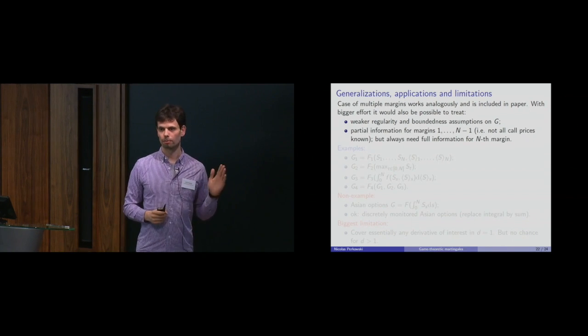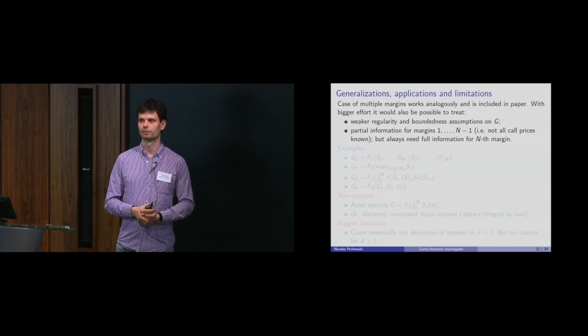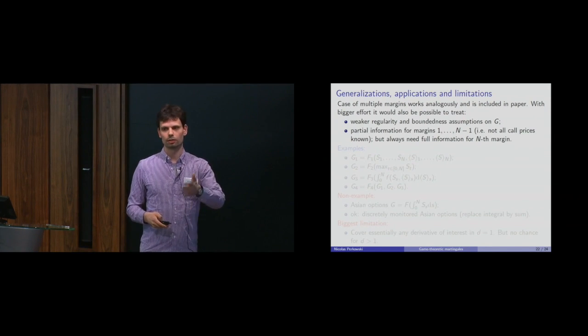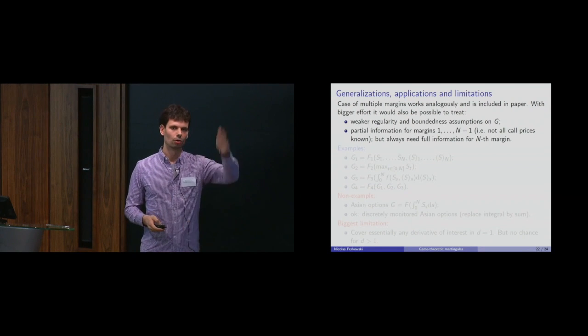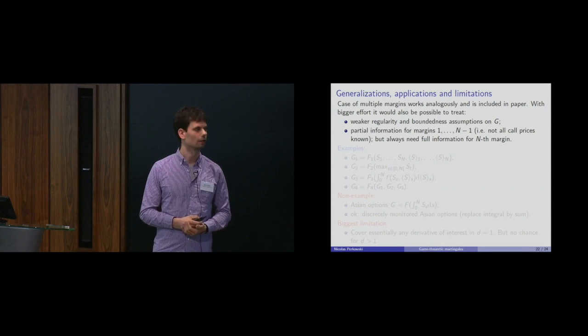And you can also include partial information, but not at the terminal time. At the terminal time, you need to know all call prices. This is related to some compactness principle that you need. But in the margins in between, you can know 0 to all call prices. You can even say at time 3, I don't know any call prices. That's also okay.